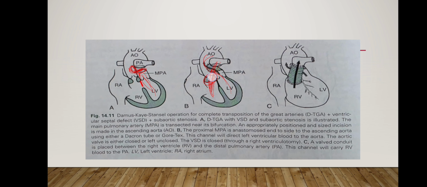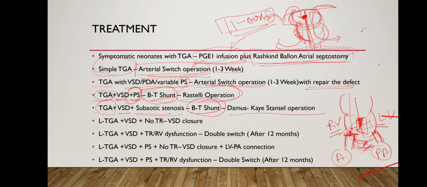As there is subaortic stenosis, only a small amount of blood enters into the aorta. So that's why we connect the main pulmonary artery with the aorta. So blood can enter from the left ventricle to the main pulmonary artery and on to the aorta, and we make a connection between the pulmonary artery and the right ventricle directly with a conduit. So this is called the Damus-Kaye-Stansel operation.